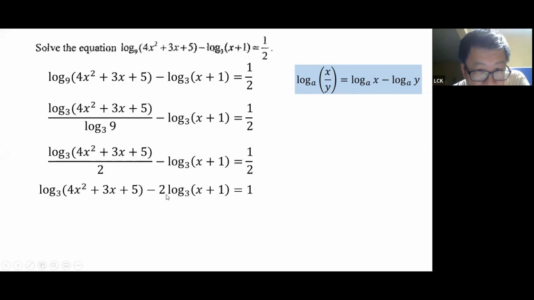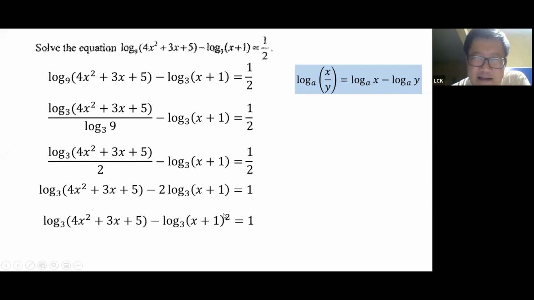You got rid of it, but you introduce a 2 here. So what do you do with the 2 here? You bring it to the top. So that's what you bring. The 2 here comes to the top. It's really standard, okay?